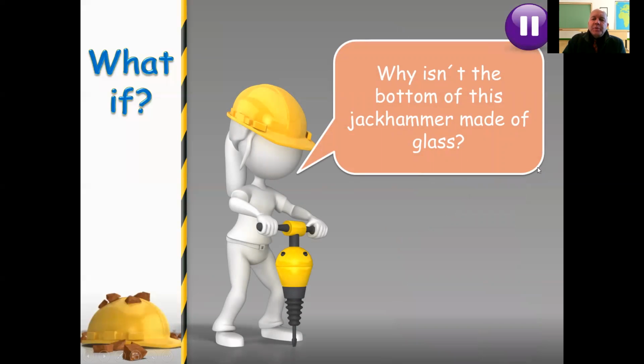Why isn't the bottom of this jackhammer made of glass? Have a think. Well, clearly, a jackhammer like this is used to drill holes in the ground. So the tip, the bottom of it, needs to be incredibly hard to break up the concrete and the tarmac it's trying to drill through.